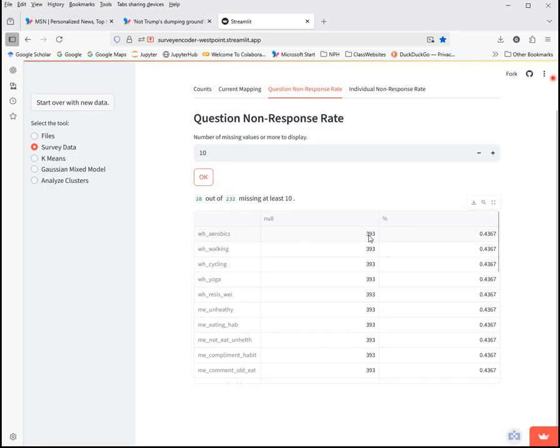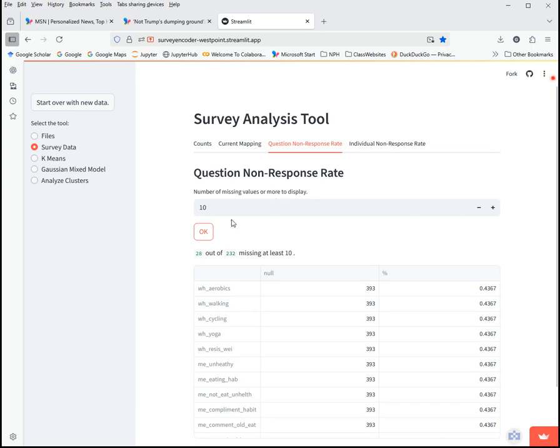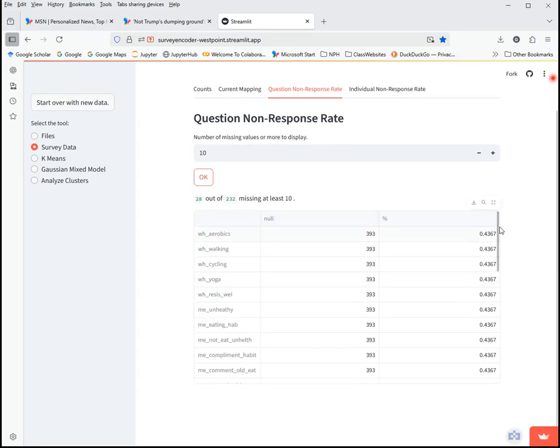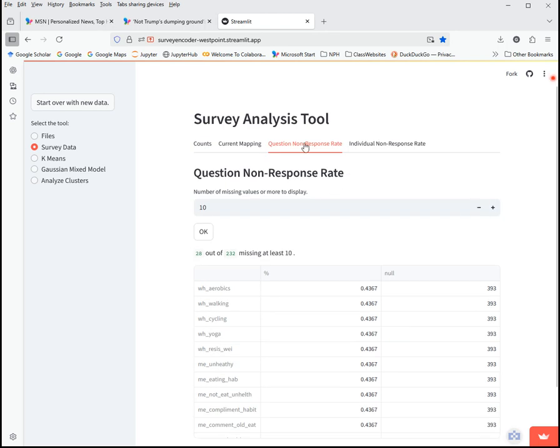So there's 393 people who didn't answer this question, and it probably was, hey, rate this, or tell us how important this is, or if it's not at all, then just don't answer the question. So you can see there's 28 questions out of the 232 questions where at least 10 were not responding. By the way, it was all 393 that didn't answer. So all 393 of those folks are going to come out in the next one, right?